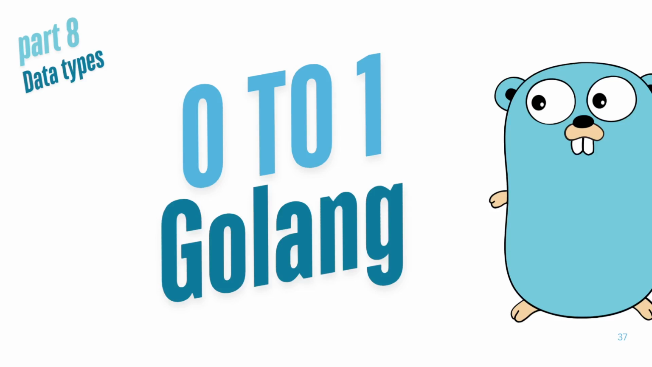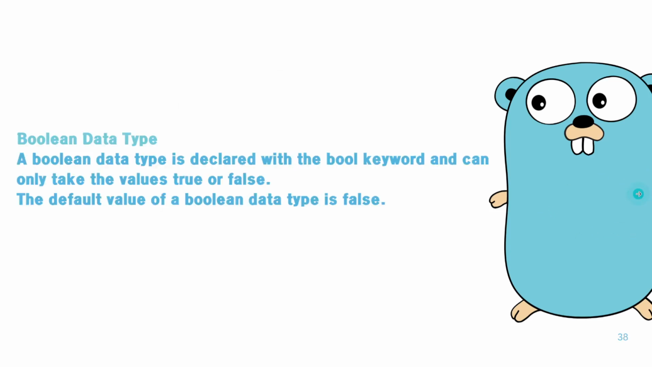In this video, we will explore the data types in Go and how they work. So let's dive in. Go supports multiple data types, and each serves a different purpose. Let's start with the Boolean data type.